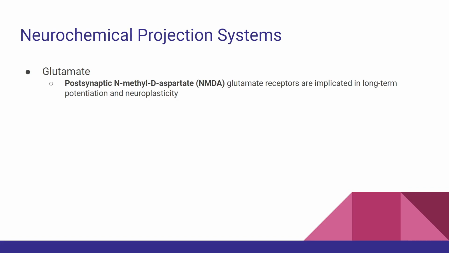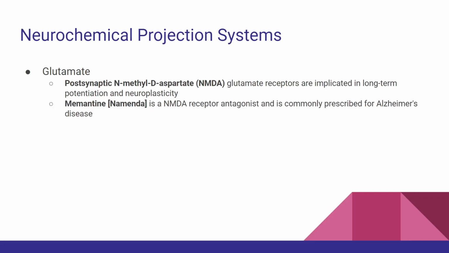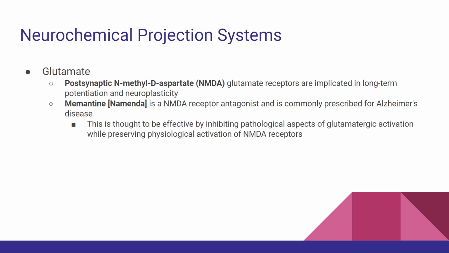So this receptor is called the N-methyl-D-aspartate, or NMDA glutamate receptor. So there's a specific medication called memantine, or trade name Namenda, that antagonizes this NMDA receptor, and it's commonly prescribed for Alzheimer's disease. And it's thought to be effective by inhibiting some of the pathological aspects of glutamatergic activation and helps preserve general physiological activation of NMDA receptors.